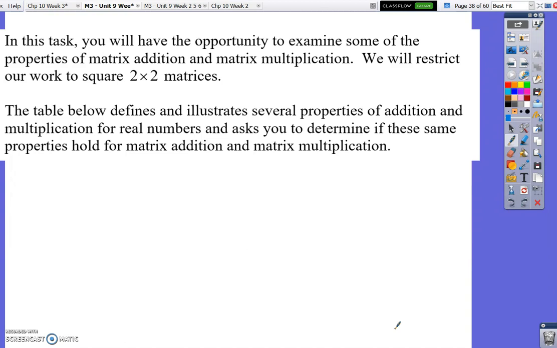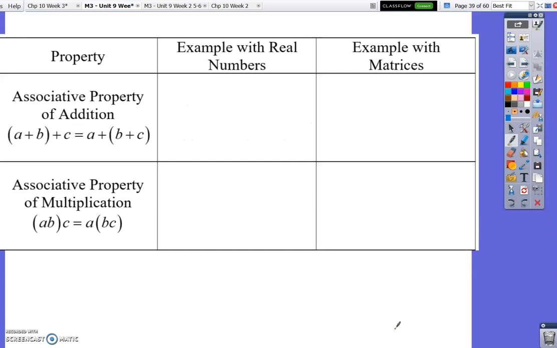So the number of columns in the first matrix must match the number of rows in the second. And so that gets complicated for commutative properties, etc. But for square matrices, it works out because the dimensions are the same. So we're going to start with the associative property, which basically means I can add in any order I want.